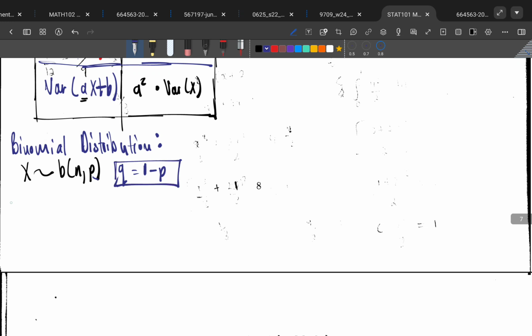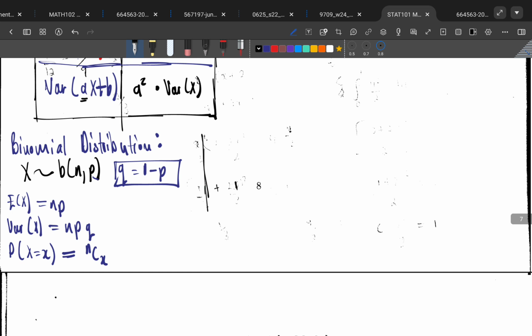Now, what you must know is how you get the expectation, which is the mean. How do I get the mean when I have this? It is just np. And how do I get the variance? It is just npq. Then how do I get the probability that X is equal to something? This is just going to be n choose x. This one you have to remember. It is a must to remember these things that I'm giving you, the last three for binomial.